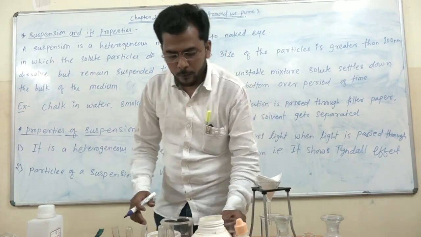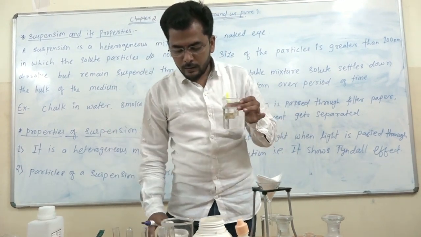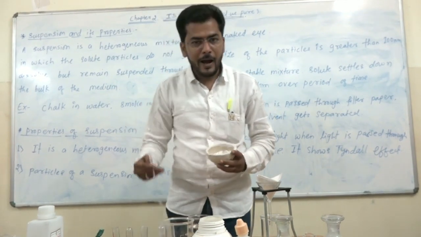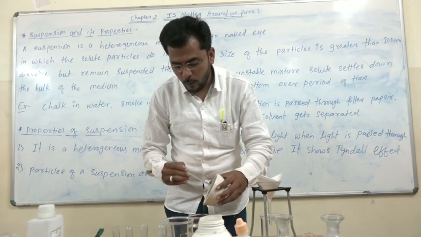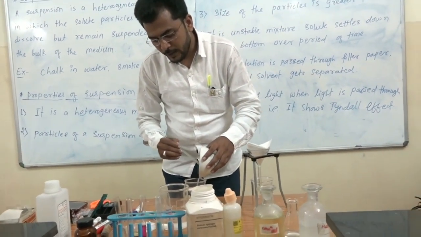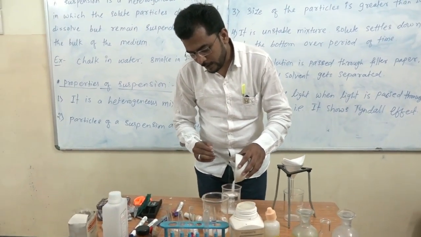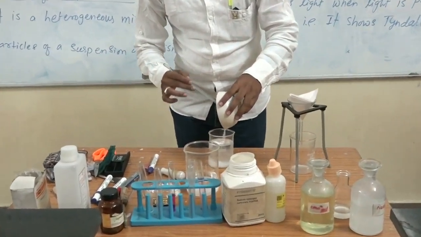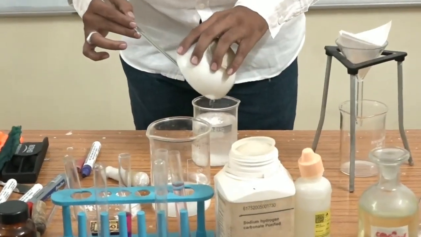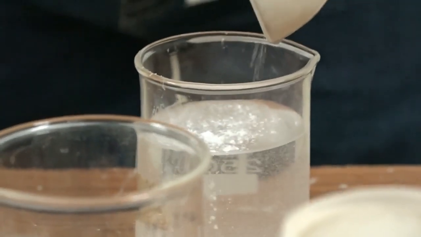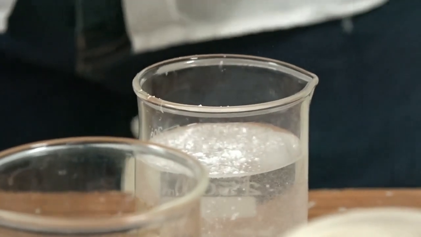Now I have water, and I also have chalk powder. So I will add this chalk powder into this water. You can see this very well. These particles will be suspended in the water, and due to this reason it is called suspension. And suspension is a heterogeneous mixture. Why are we calling it a heterogeneous mixture? The reason is that it gives separation boundaries.